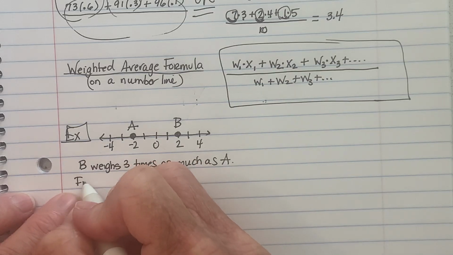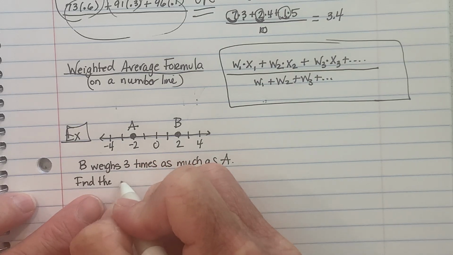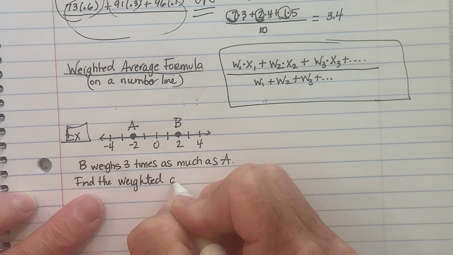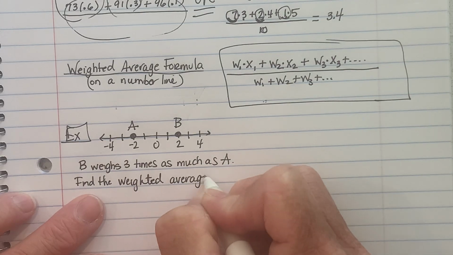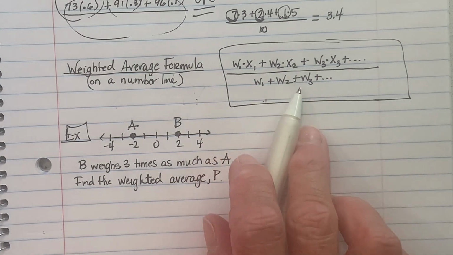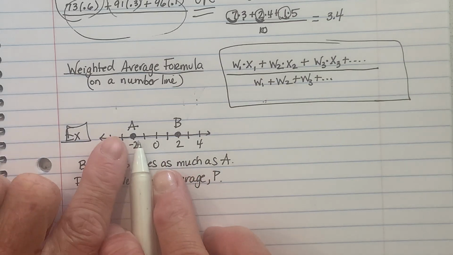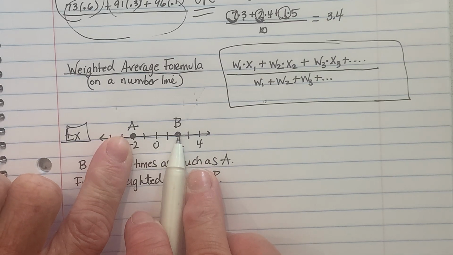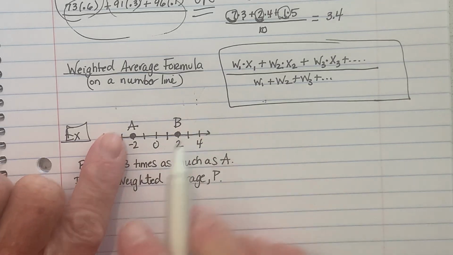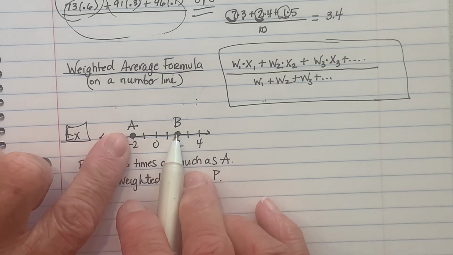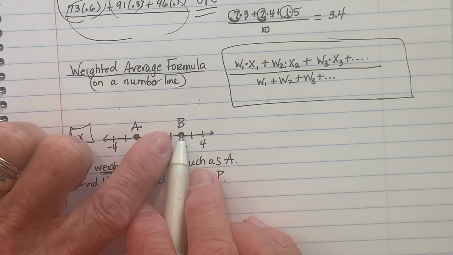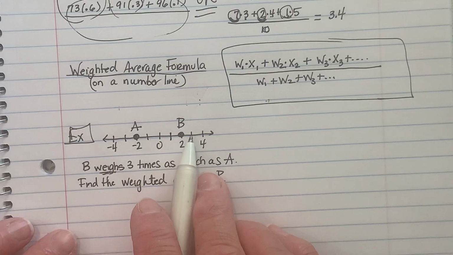And we want to find the weighted average, and we'll go ahead and just call that P. So I'm going to use the weighted average formula. So think of it this way, B has more influence. P is definitely going to be placed between those two numbers, but since B weighs more, it's going to have a greater influence on P. So we expect P to be closer to B when we're finished than it is to A.